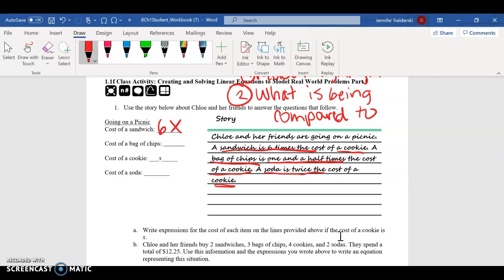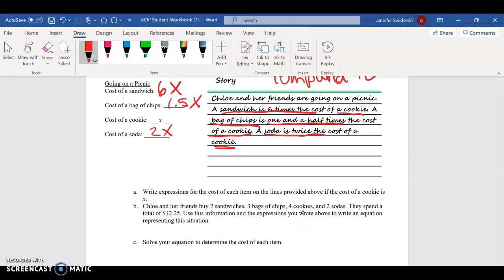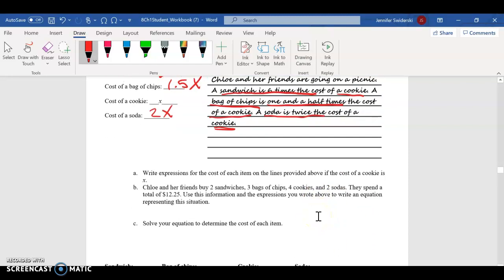The cost of a bag of chips. Well, it says a bag of chips is 1.5 times the cost of a cookie. Well, I'm going to leave that as 1.5X. All right, and then it says a soda is twice the cost of a cookie. So a soda has to be 2X. It says Chloe and her friends buy 2 sandwiches, 3 bags of chips, 4 cookies, and 2 sodas, and they spend a total of $12.25. Use this information and the expression you wrote above to write an equation to represent the situation.